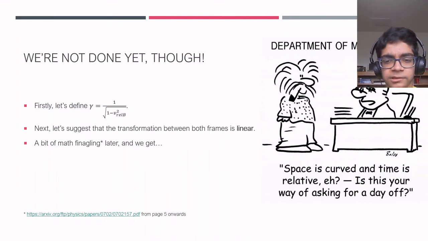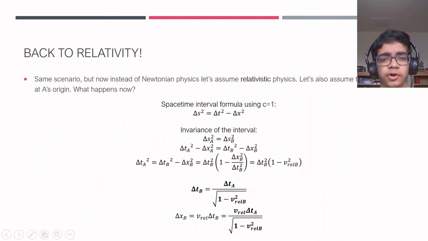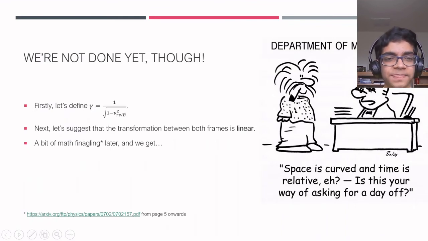So firstly, we see a clunky term occurring in the bottom of both expressions. This 1 over the square root of 1 minus the relativistic speed squared. And that we can define to be a constant, because in physics, whenever we have a weird clunky expression, it's always nice to define that as a constant. And let's call that constant gamma. So gamma here equals 1 divided by the square root of 1 minus the relativistic speed of B squared.